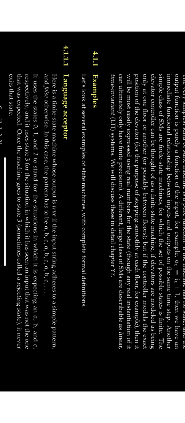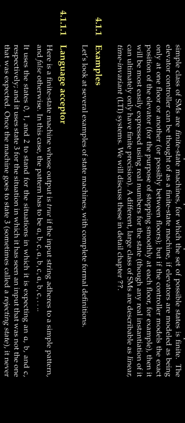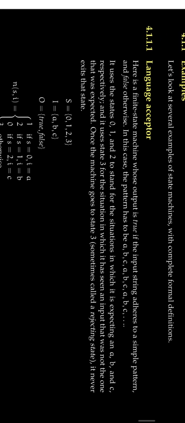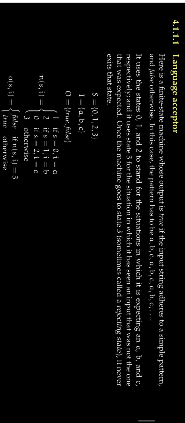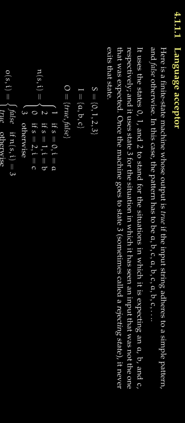It uses the states 0, 1, and 2 to stand for the situations in which it is expecting an A, B, and C respectively. And it uses state 3 for the situation in which it has seen an input that was not the one that was expected. Once the machine goes to state 3, sometimes called a rejecting state, it never exits that state.